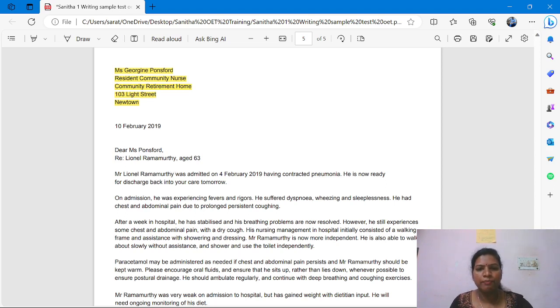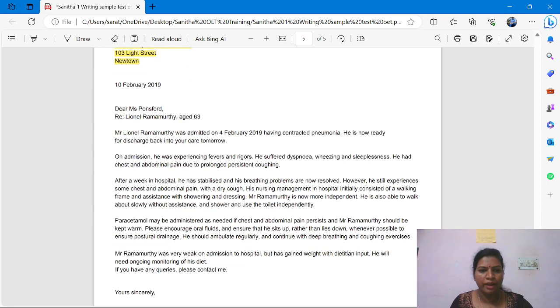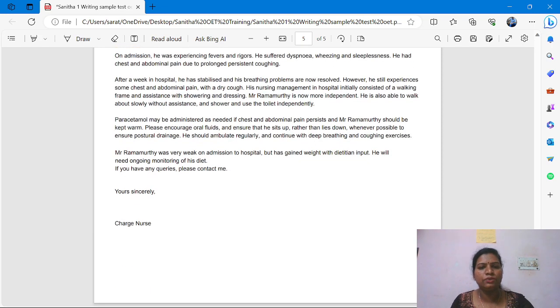After that, you have to write the purpose of the letter. Then you have to write the body paragraphs. Include the present complaints and everything. Whatever information you need to add in your body, you have to add properly. Lastly, you have to write the closing sentence. What is the closing sentence? If you have any queries, please contact me.